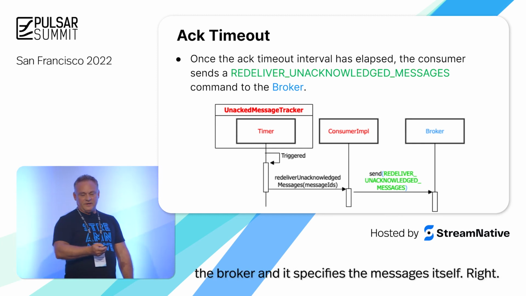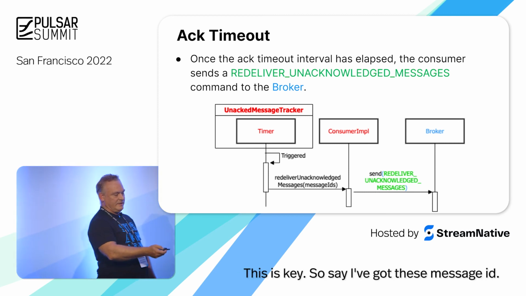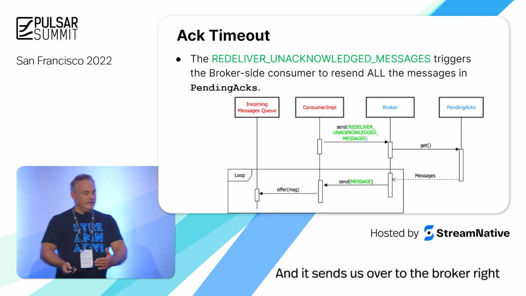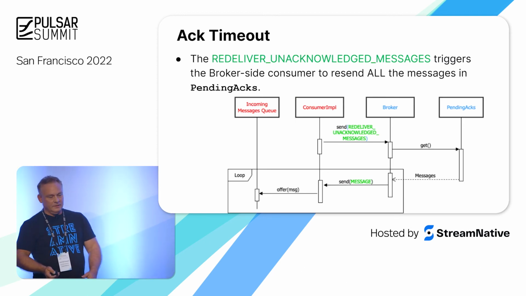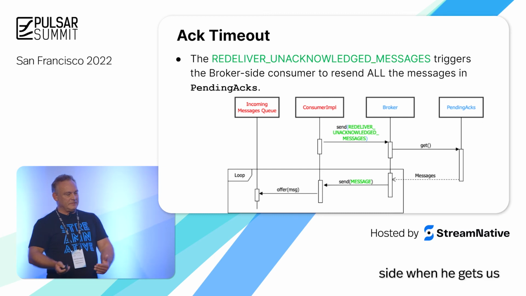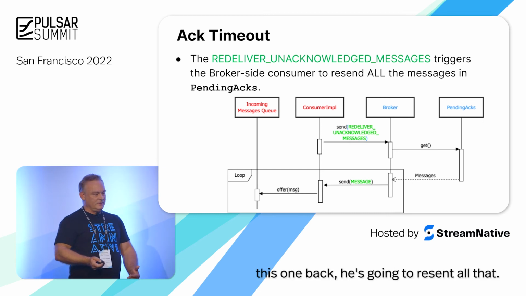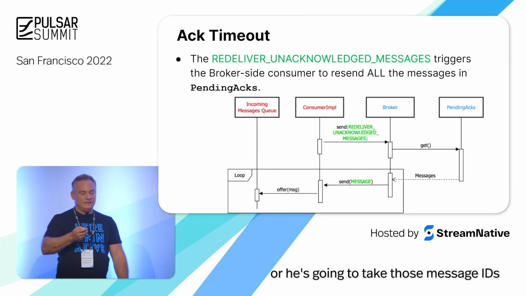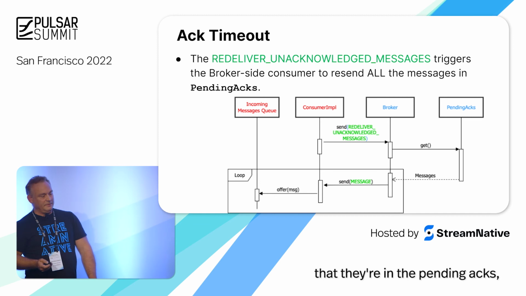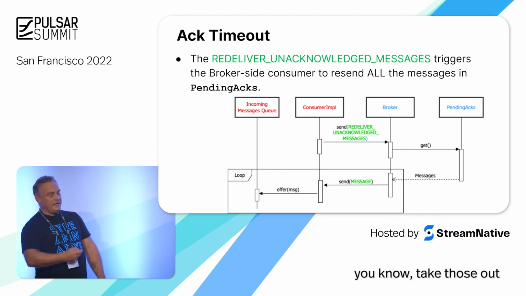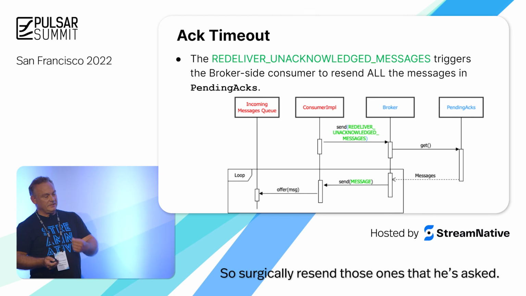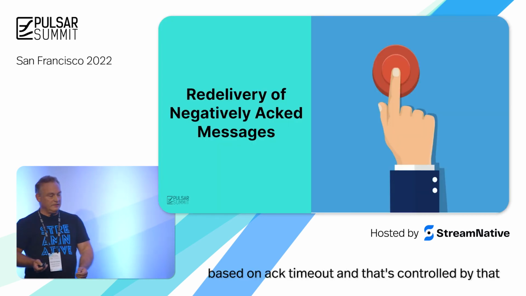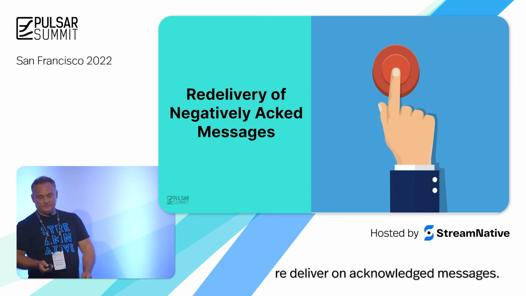But once that timer object is up, it triggers the sending of this redeliver unacknowledged messages command to the broker, and it specifies the messages themselves, right? This is the key. It says, hey, I've got these message IDs. I haven't heard about these. Can you tell me what's going on? Have you got these or not? And it sends this over to the broker, right? Now on the broker side, when he gets this, he's going to take those message IDs that were specified, verify that they were in the pending Acks, take those out and send those over individually. So he surgically resends just those that were asked for. So this is your message redelivery based on Ack Timeout, and that's controlled by that redeliver unacknowledged messages command.